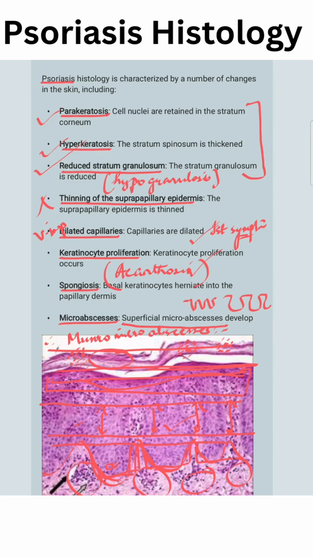So this is how we diagnose the general picture of psoriasis, that it could be psoriasis only having club shaped epithelial proliferation and rete, which is psoriasiform hyperplasia of epithelium. To have psoriasis, we have to look for dilated capillaries plus hypogranulosis, these two, and also microabscesses if you can find. So this is how psoriasis is diagnosed.